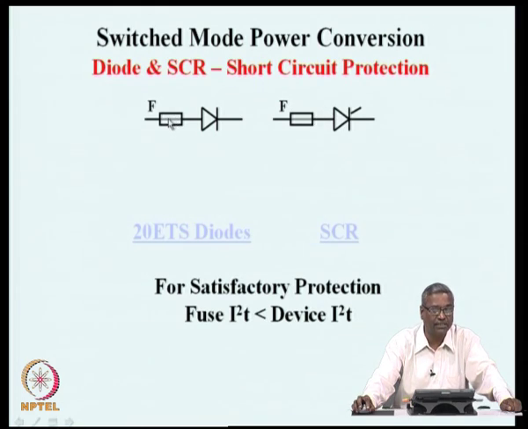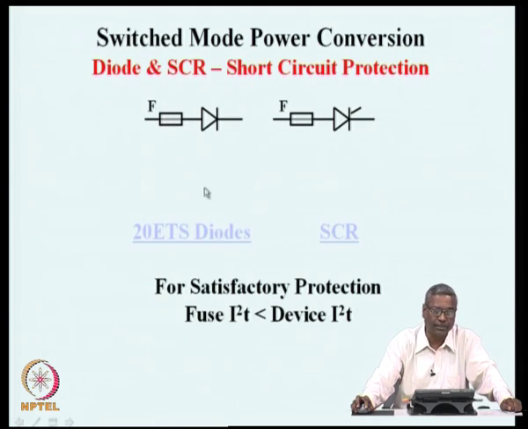Fuse invariably is just a piece of metal which will melt when a large amount of current is flowing through that. By melting and opening, it will protect the device. By using a small inexpensive piece of fuse wire, it is possible to protect the expensive device. That is the principle of protection here.